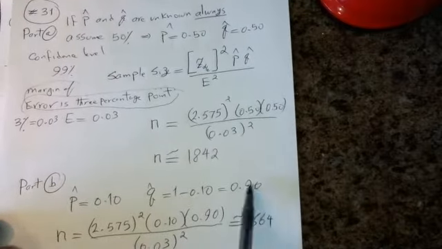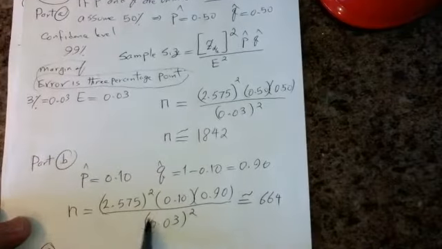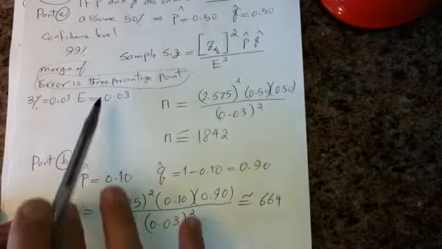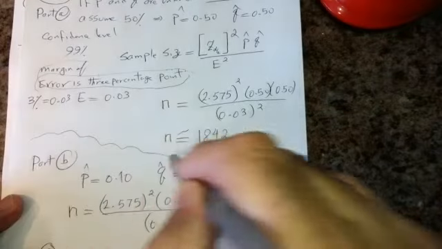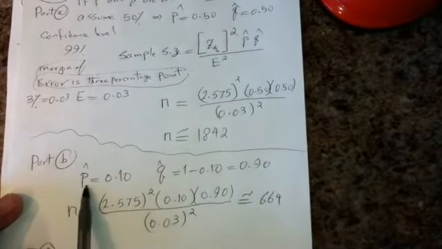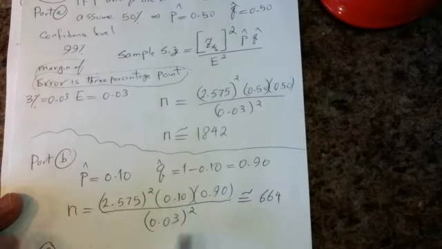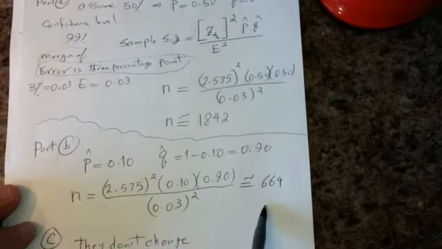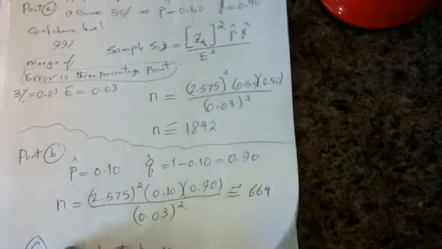Part B, they are saying, what if you have a 3% margin of error? It's the same thing. I'm sorry, the E is the same. What they're saying on part B is they are giving you the p hat. They're saying it's 10%. All right, so if this is 10% or 0.10, Q is 0.90, you put it here, and you come up with these numbers. And then part C, they're asking whether there is a change or not.